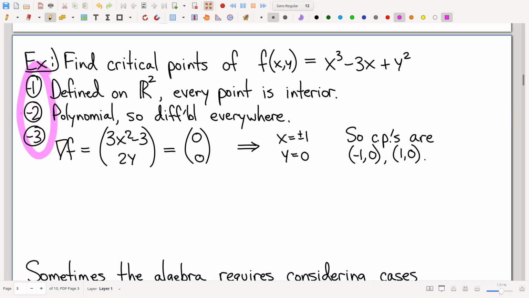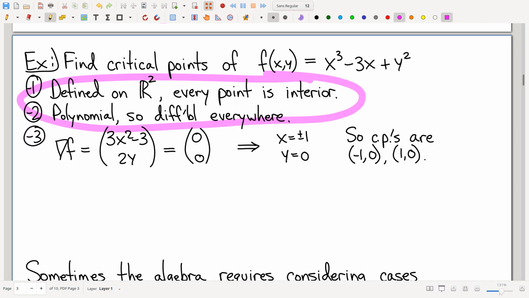So conveniently, a lot of these are easy. You look at this function right here; it's defined everywhere. The domain is all of R2. Every point in R2 is in the interior of R2. There's no boundary, so no boundary critical points. No differentiability critical points. It's a polynomial. It's differentiable everywhere. So that's a dead end as well. But you have to write it down, so make sure to do that. Easy money. I can't comment as to how many points, but it's easy to write down. Just go ahead and get those points, whatever they are.